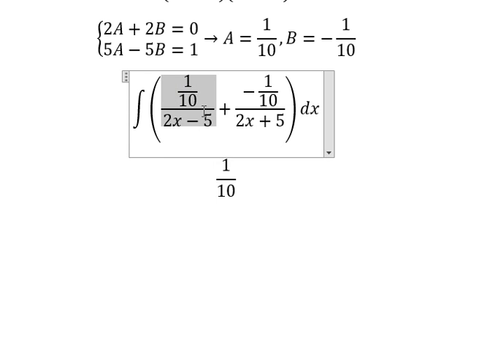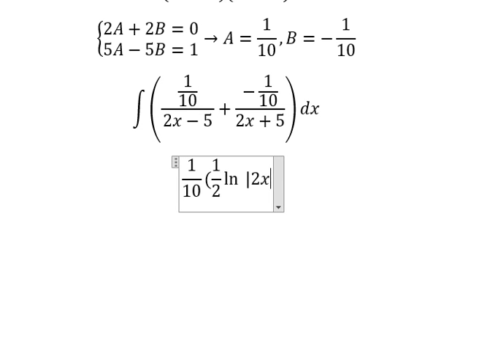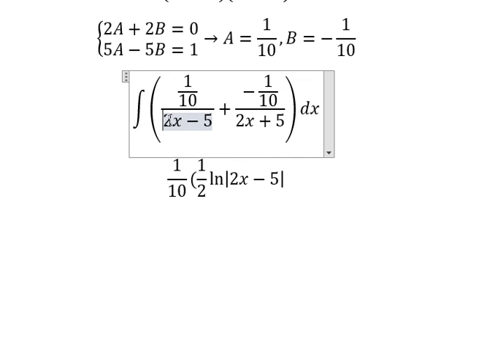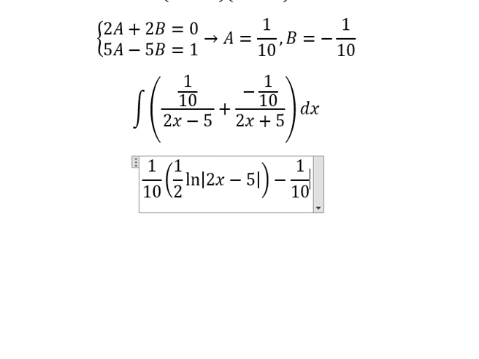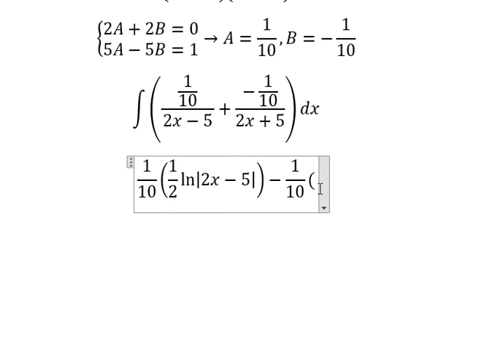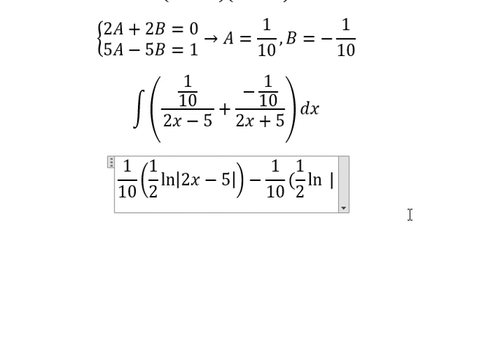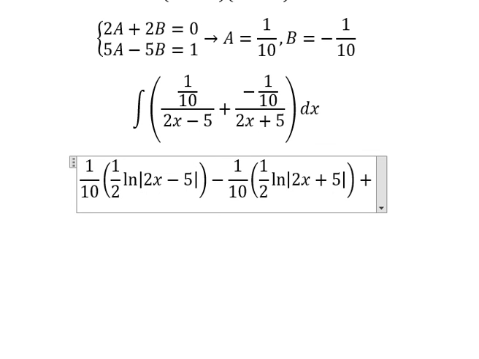The integration of this one, we have 1 over 2 ln of the absolute value of 2s minus 5. Number 2, that's the coefficient of s in here. Minus 1 over 10. We have number 2 in here, so we have 1 over 2 ln of the absolute value of 2s plus 5. And we put c.